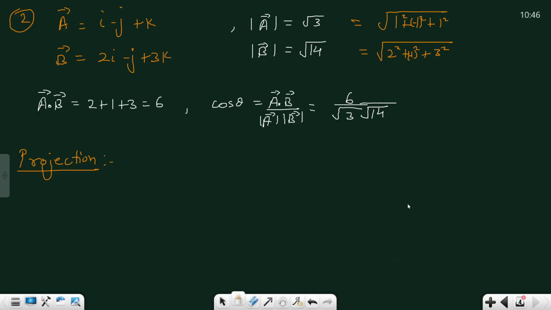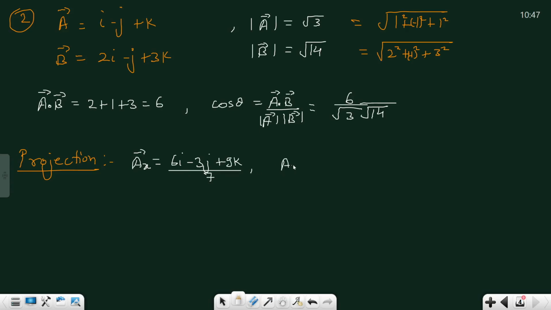I got (6i cap minus 3j cap plus 9k cap) upon 7. I got a different answer. Tell me, everyone tell your answers. The first answer: 6i cap minus 3j cap plus 9k cap upon 7.